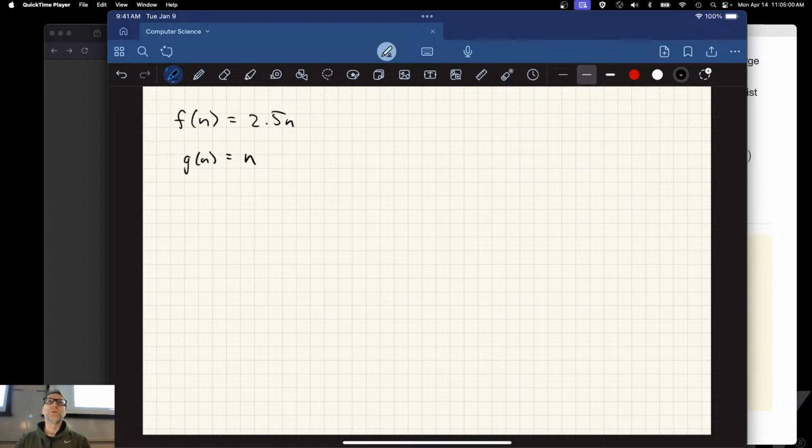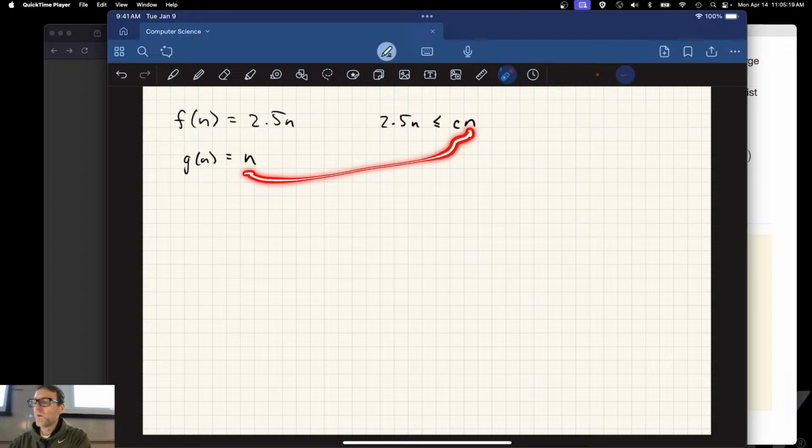First of all, which technique do you want to use? Do you want to use the hard one? Do you want to use the easy one? Or do you want to use calculus? I'm not going to use calculus. So let's do the easy one, right? So we want to show that 2.5 n is less than or equal to some c times n because we're pulling in g over here. Well, guess what? You're already done, right? It is less than or equal to 2.5 n.